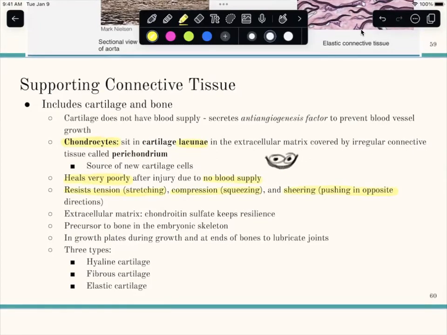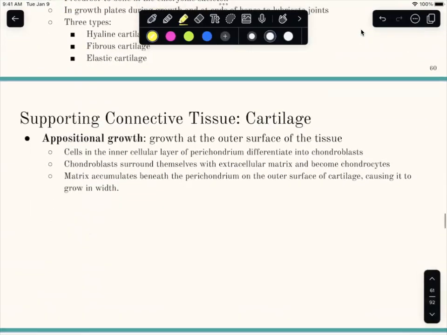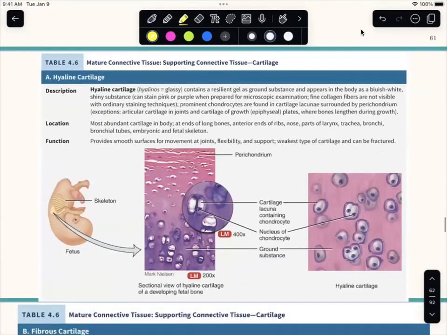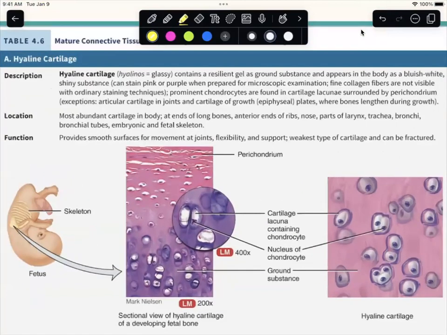All of our bones start out as cartilage before they calcify over. Cartilage grows by appositional growth, so it grows at the outer surface of that tissue. We'll go into appositional growth more when we get to the bone chapter. So let's look at some of these.